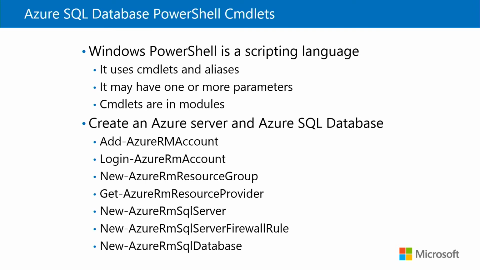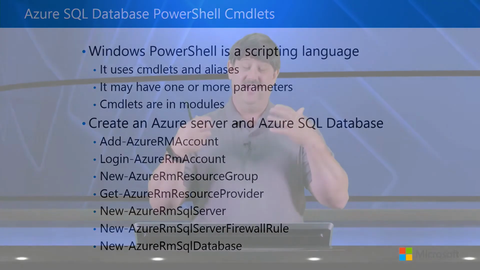Then I would use new Azure RM SQL Server to create a SQL Server in Azure. I would then use new Azure RM SQL Server Firewall rule to grant connections to that SQL Server from my local IP address. Now it's important to note, before I started this, I would have needed to get my local IP address that's on the internet.